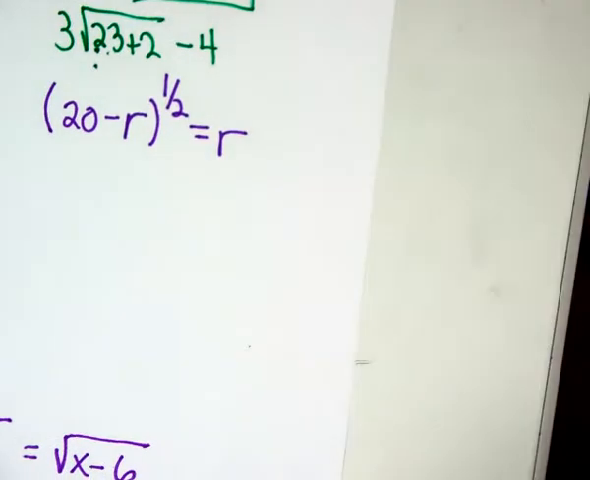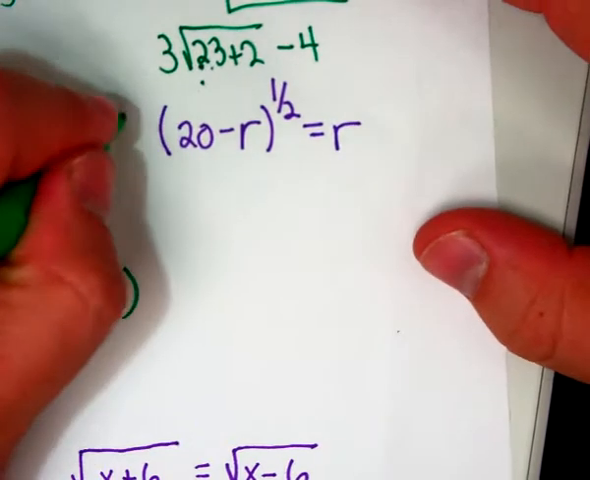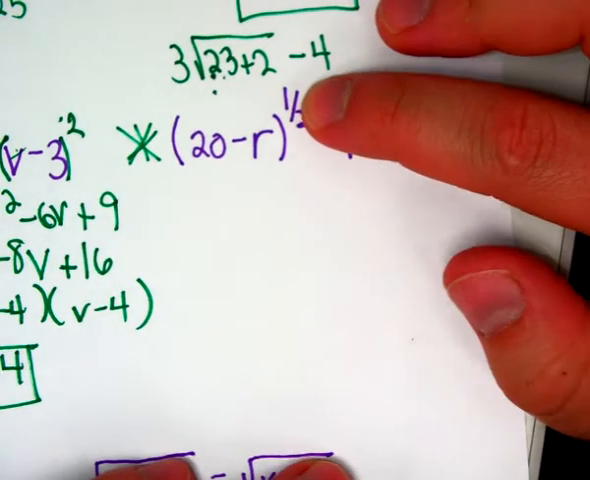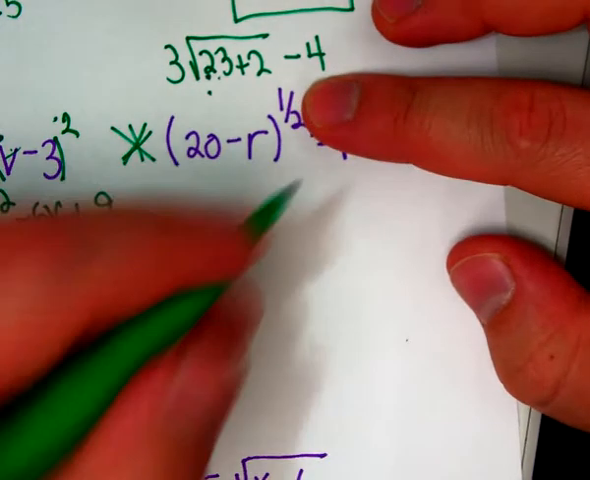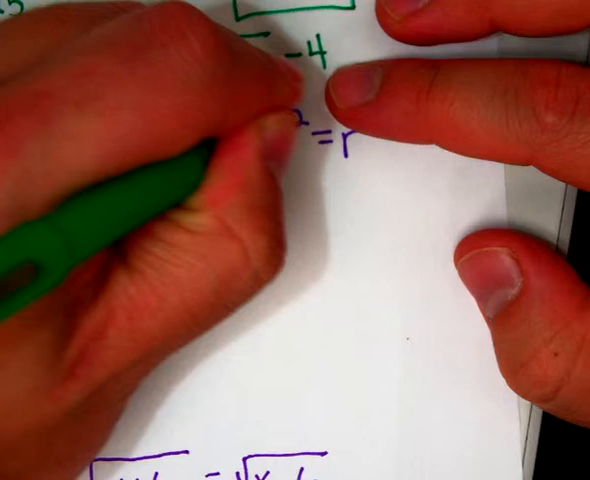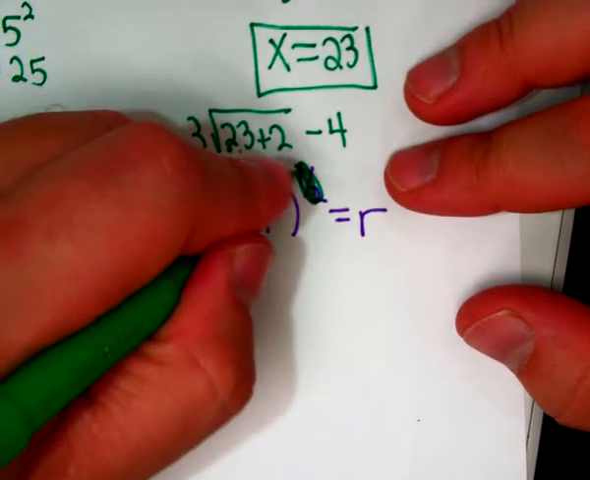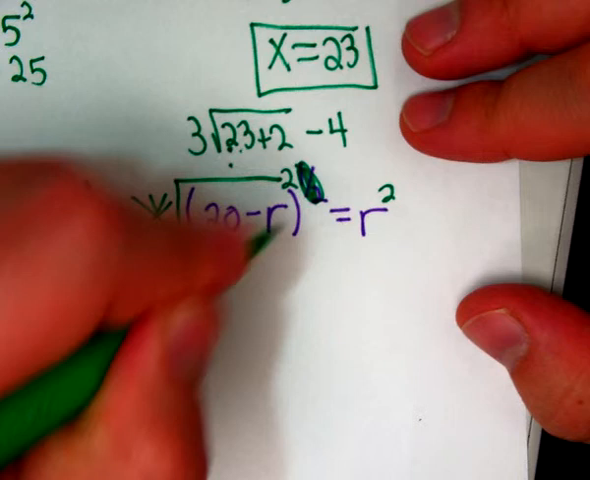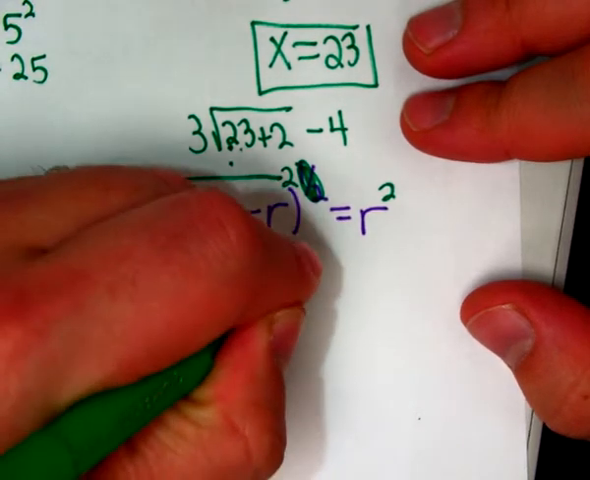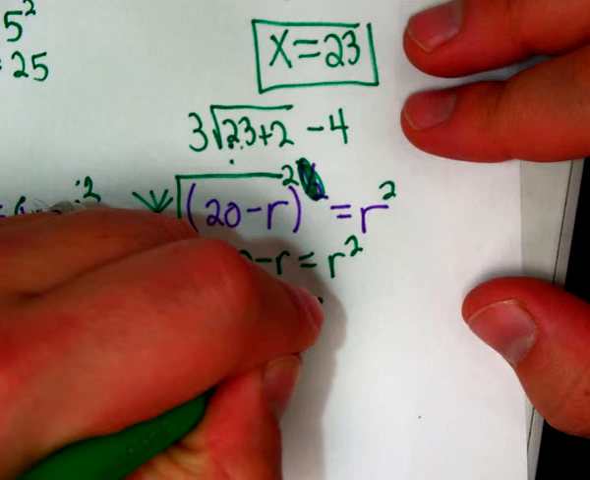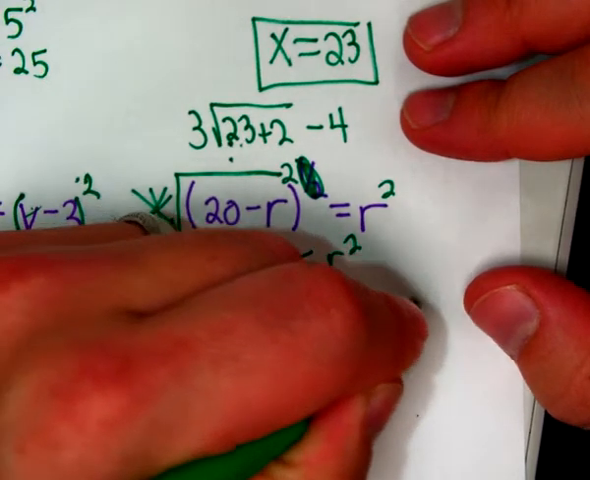Next example. And this one, I think, if I remember right, is a little bit of a doozy. So let's make a star here so you remember it. When we see a 1/2 power, 1/2 power is the same as saying square root. So I can actually rewrite this as a square root and just get rid of the half. So now we're going to treat it like every other problem we've done. Square both sides. We end up with 20 minus r equals r squared. Let's get everything equal to 0. So we have 0 equals r squared plus r minus 20.